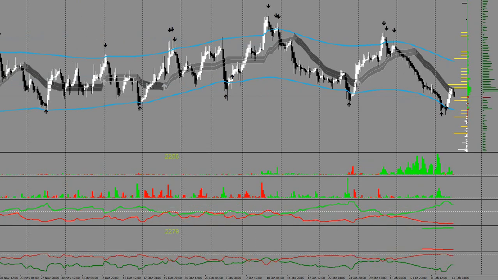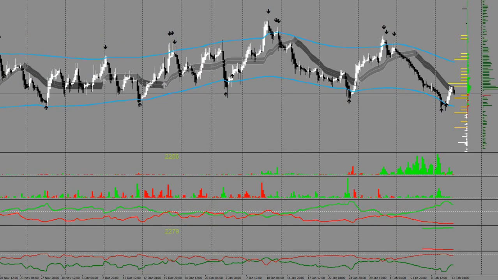So this is the euro dollar now at 1.13152. Today is the 13th of February 2019. It's 12:15 local time. And remember that here you can see all the dumb money positions which have been in the market. This histogram shows you all the dumb money positions which are currently in the market.